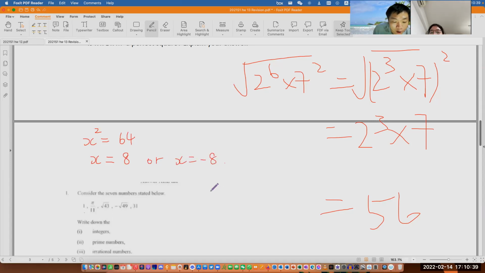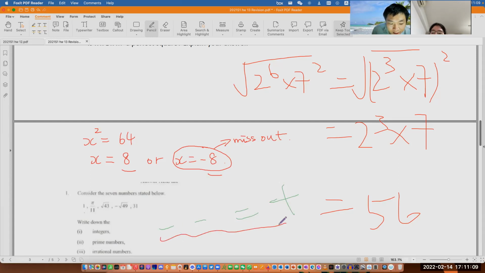By the way, a lot of students miss out the negative 8. Why are both 8 and minus 8 the answers? Do you know why? Okay, probably you understand why, but this is not the reason why you get negative 8 as the answer. Let me tell you why.